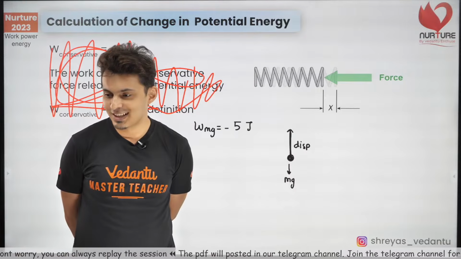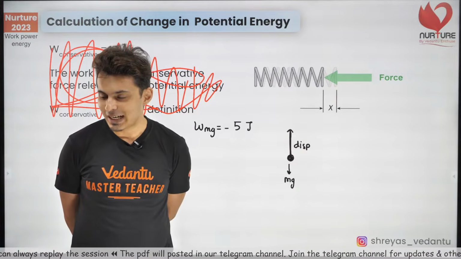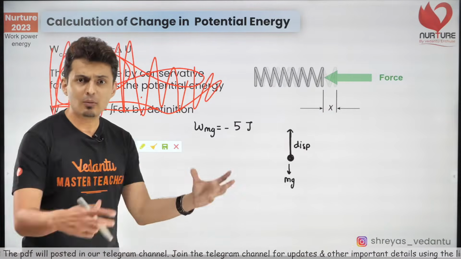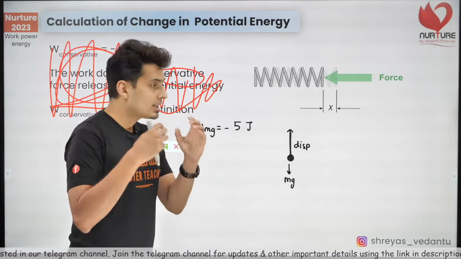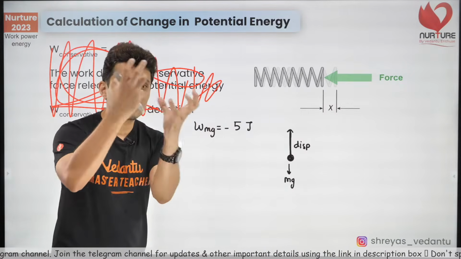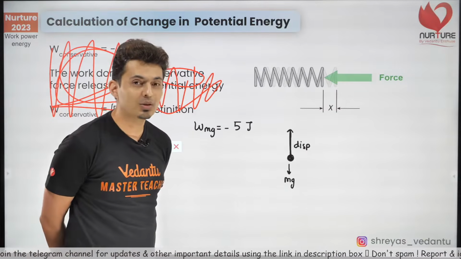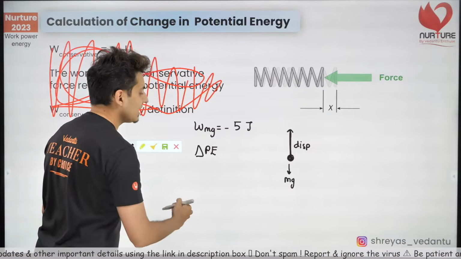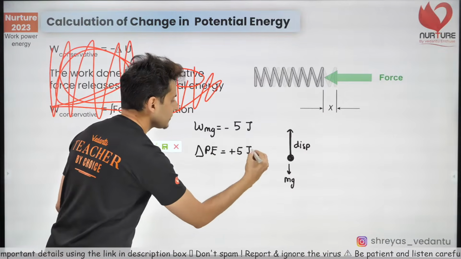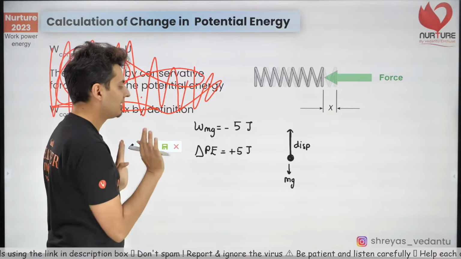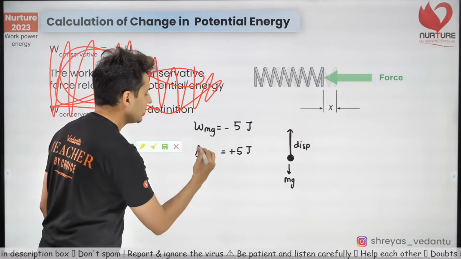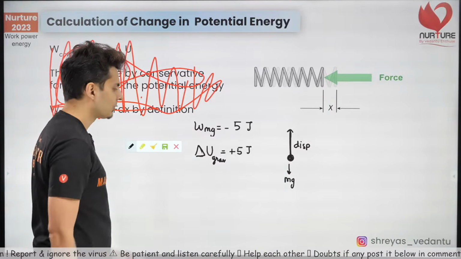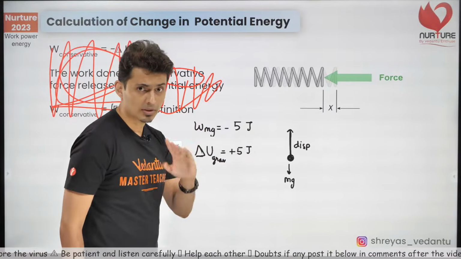So what do you think this minus 5 joules will do? Where will this minus 5 joules go? This minus 5 joules will go as a stored form of energy. In fact, the potential energy will increase by 5 joules. So gravity took that energy and stored it. Instead of using the word P, you can also use the word U, and to give it a subscript, I will put gravity over here. Change in the gravitational potential energy will be plus 5 joules.